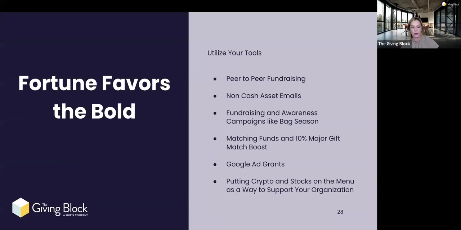Some of the things that you can engage with are adding some new things to your tech stack. One thing that has been super interesting that I've been using personally lately is utilizing AI, and there's so much you can do with that. Peer-to-peer fundraising is great, like Amanda was saying, including that non-cash asset language in all of your outreach so your donors know that you're capable of accepting those assets. Fundraising campaigns, we have something at the end of the year called bag season. We have matching funds and a major gift boost match, but we want you to be active with Google Ad Grants and do work in SEO. We want you to be discoverable, and again, put crypto and stocks on the menu as a way to support your organization. To be honest, I'm surprised sometimes that organizations aren't even accepting stock donations.